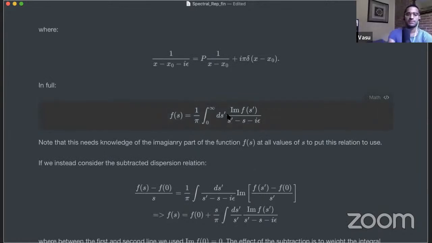But say you're not given full knowledge of the imaginary part of f of s. Say you only know what it is. Sorry, just a second.